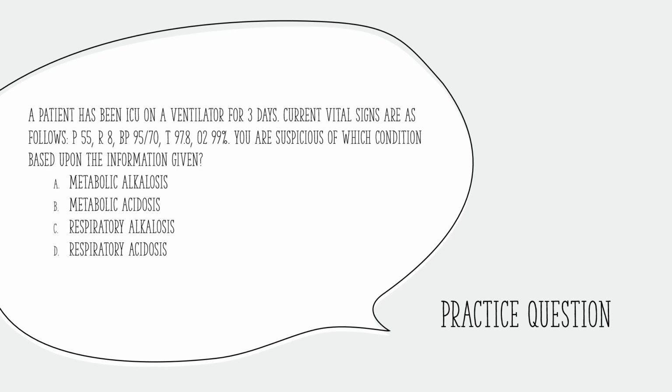All right, your patient has been in ICU on a ventilator for 3 days. The vital signs are as follows: pulse of 55, respirations 8, blood pressure 95/70, temp is normal, and O2 sat is 99%. Based on the vital signs, what condition are you suspicious of?